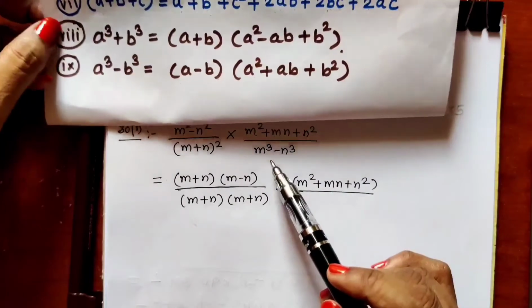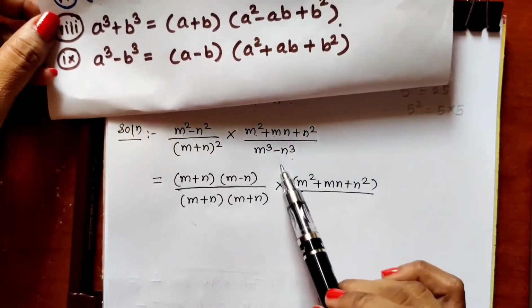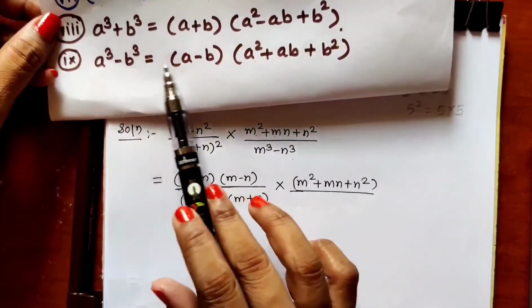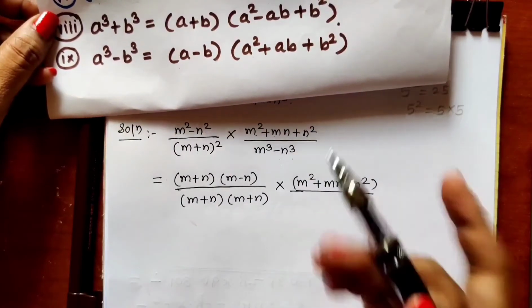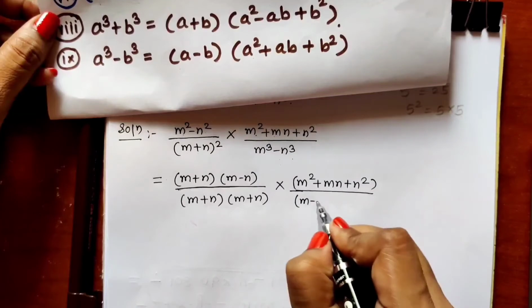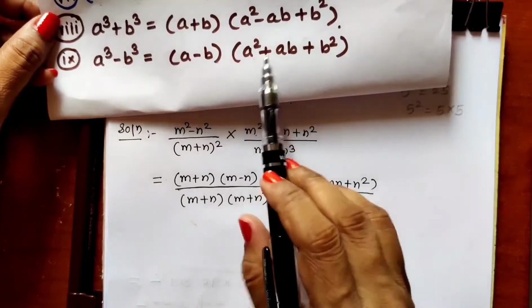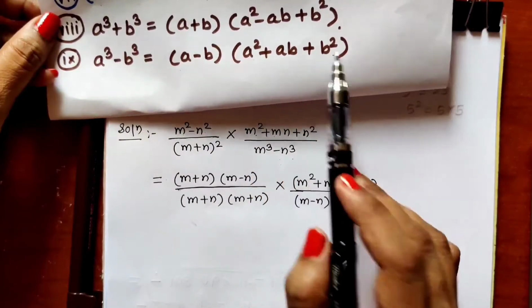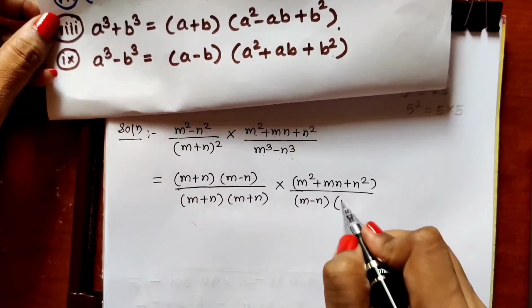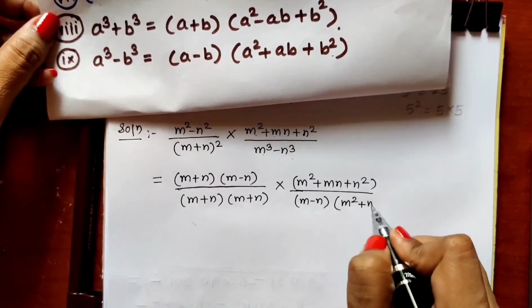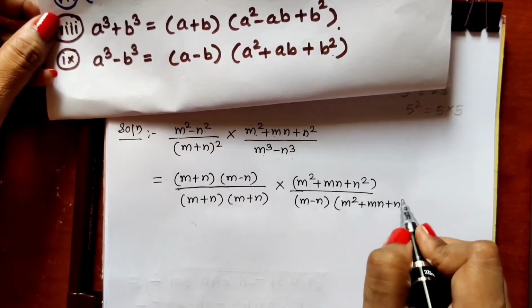m cube minus n cube. For this particular expression we will be using this formula: a minus b in the first bracket. Here we have m minus n in the first bracket. In the second bracket there will be a square plus ab plus b square. So a is m and b is n, so it means m square plus mn plus n square.